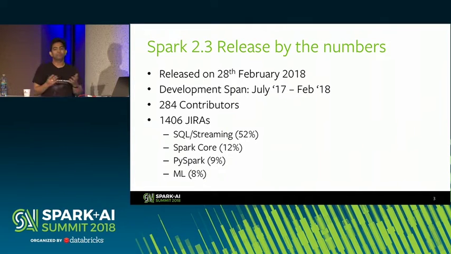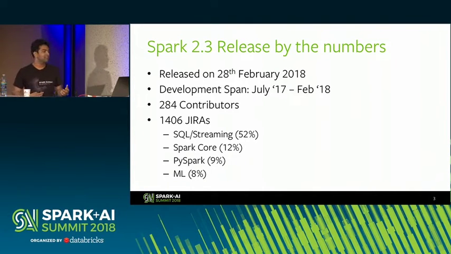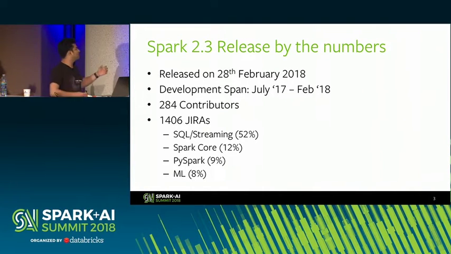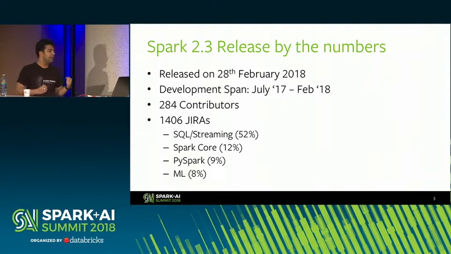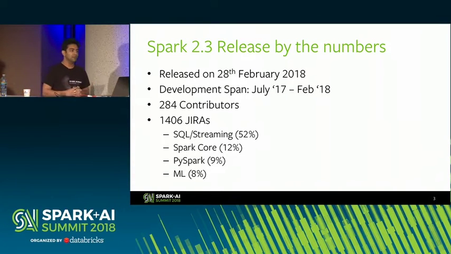And in some ways, if you put that in perspective, as a release manager, it's very humbling for me to give this talk, because I'm really talking about this amazing work that hundreds of people have done and contributed to Apache Spark. Together, we closed over 1,400 JIRAs, which comprised SQL and streaming, Spark Core, PySpark, and machine learning, among many other things. Spark SQL and streaming constituted a majority of the JIRAs that went into the Spark 2.3 release.